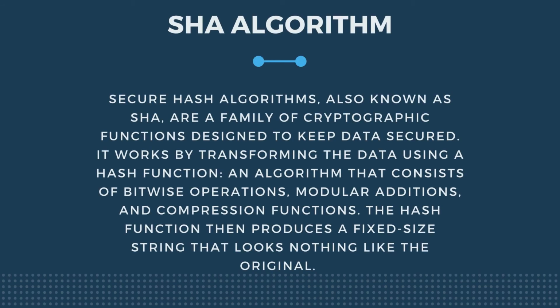SHA algorithm. Secure hash algorithms, also known as SHA, are a family of cryptographic functions designed to keep data secured. It works by transforming the data using a hash function, an algorithm that consists of bitwise operations, modular additions, and compression functions. The hash function then produces a fixed size string that looks nothing like the original.